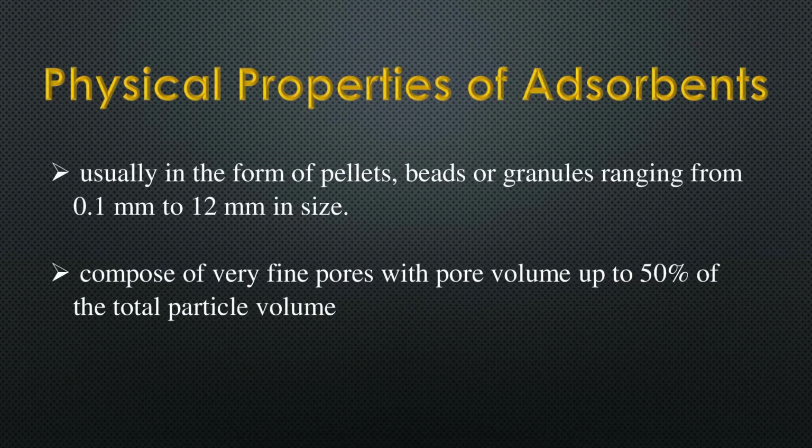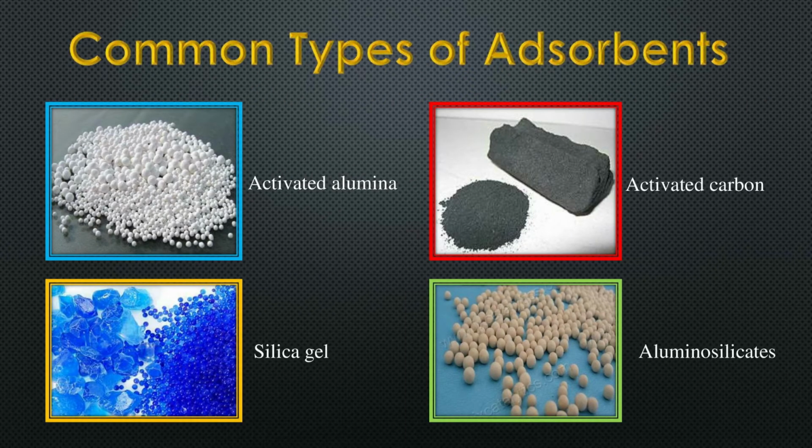The physical properties of adsorbents: usually in the form of pellets, beads, or granules ranging from 0.1 mm to 12 mm in size, composed of very fine pores with pore volume up to 50% of the total particle volume. The common types of adsorbents are the following. Activated carbon, a char-like material with high surface area, usually ranging from 300 to 1,200 meters squared.